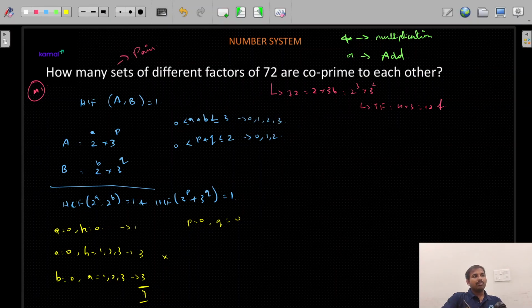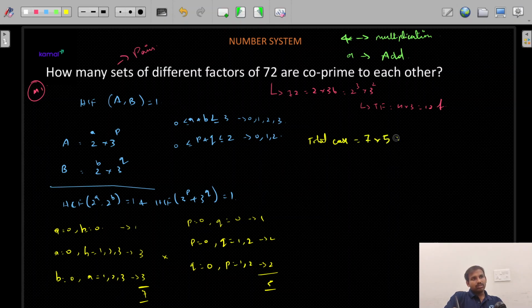So if I make one number as 1, then another number as something else, still my highest common factor is going to be 1, because 1 is coprime to all the numbers. If p equals 0, q can take all the values 1 and 2, so still the highest common factor is 1. It's the same when q equals 0, p equals 1 and 2. So here the total number of cases is 1, here it is 2, again here it is 2. So 1 plus 2 is 3, 3 plus 2 is 5. Total 5 cases. So the total number of cases is 7 fives, which are 35.